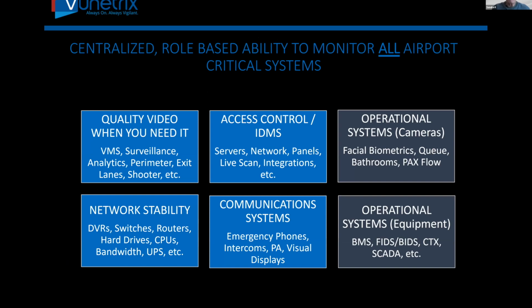So the blue boxes here explain the central solution of Unetrics and where we've been. And to the right here, you'll see some of the things that, as I've been talking about, we're seeing the aviation market see value to include this type of equipment. So, just having quality video when you need it, your VMS, your surveillance cameras, any analytics that are behind those, perimeter detection systems, exit lane shooters, et cetera. The video quality is critical.